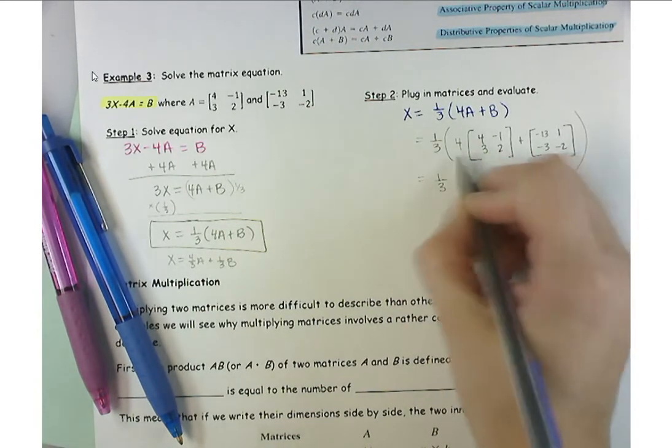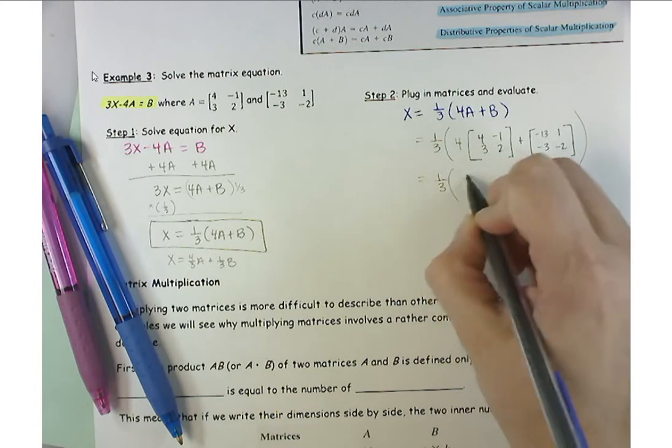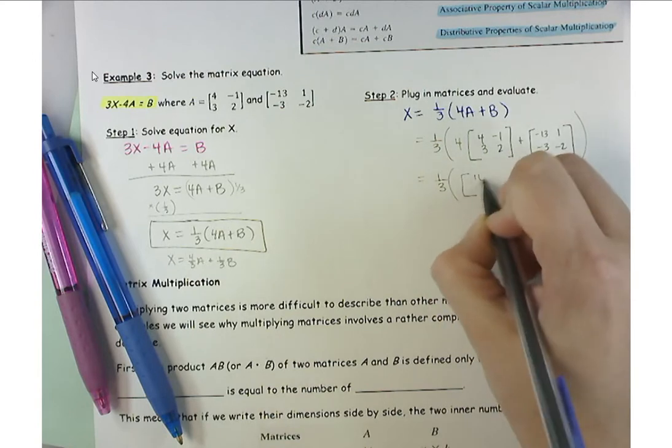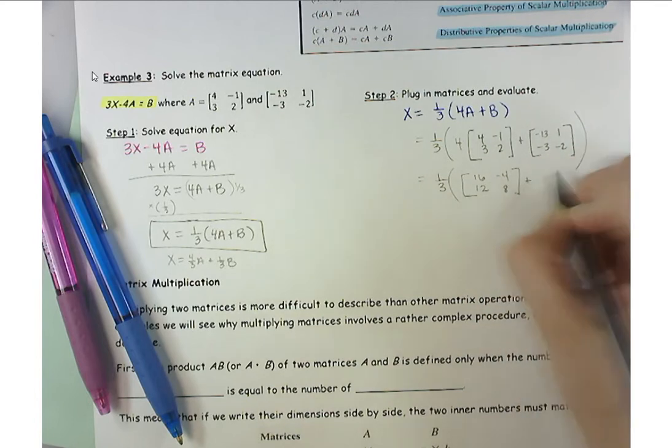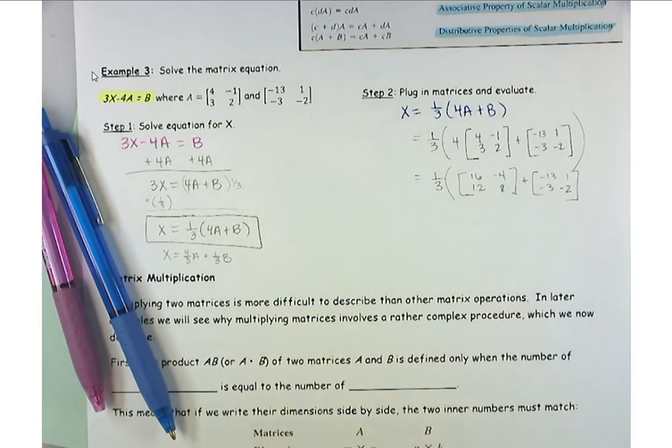Now this part is usually something that you would do in your head. So 4 times 4 is 16, 4 times 3 is 12, negative 4, 8. Okay, so then I want you to finish that, and then check your answer with your elbow partner.